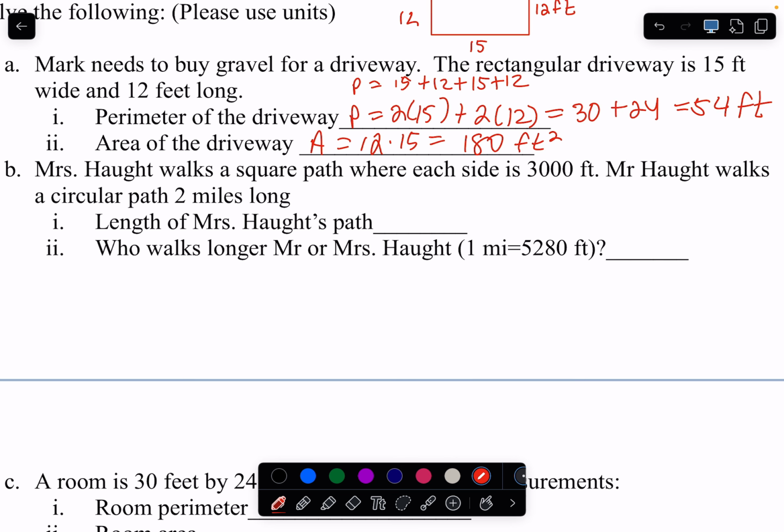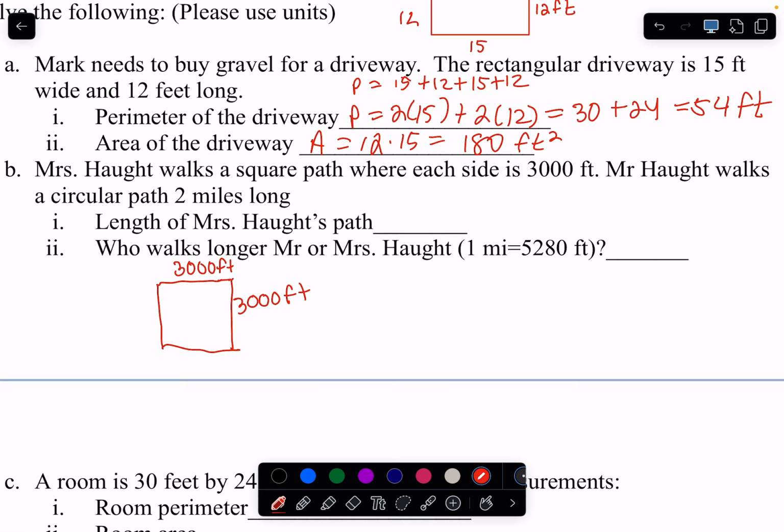It says Mrs. Haught walks a square path where each side is 3,000 feet. So let's go ahead and draw that. Let's say I'm walking around somewhere where the path is square. So this is 3,000 feet, and this is 3,000 feet. Now, if I'm walking just one little lap around this path, is that an area or is that a perimeter? It's a perimeter, right? I am going around the outer edge of it.